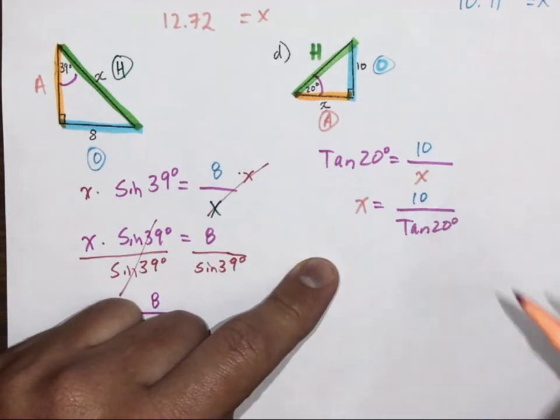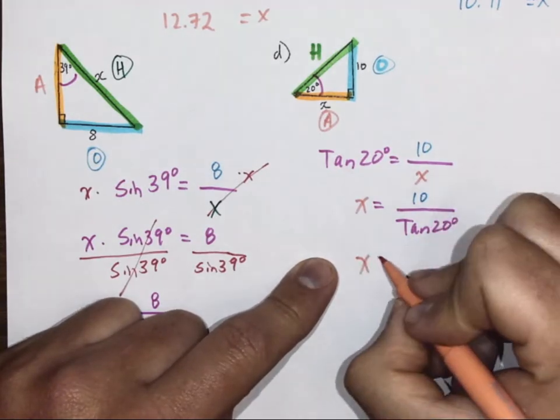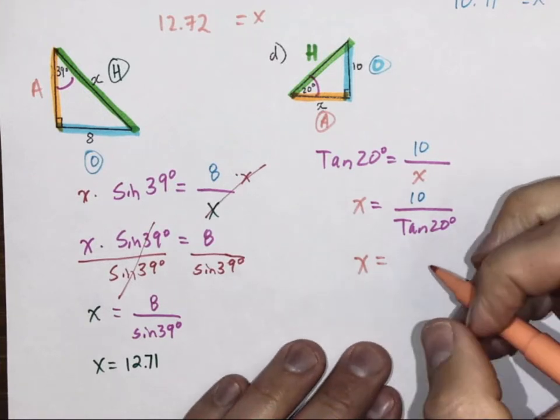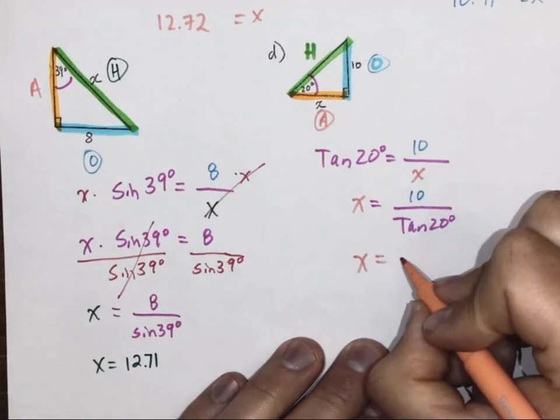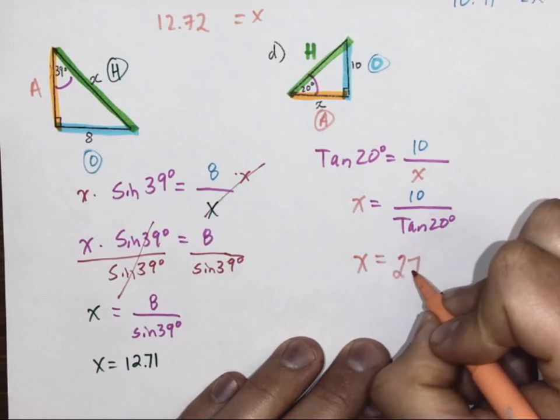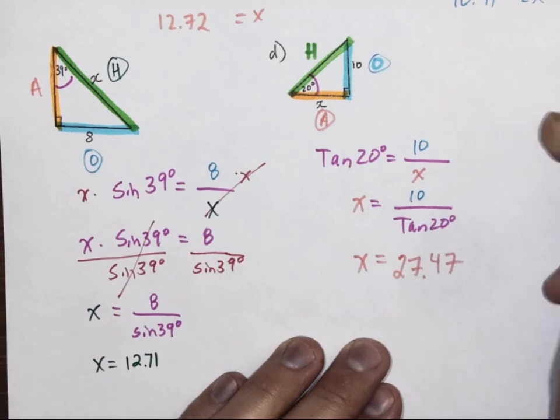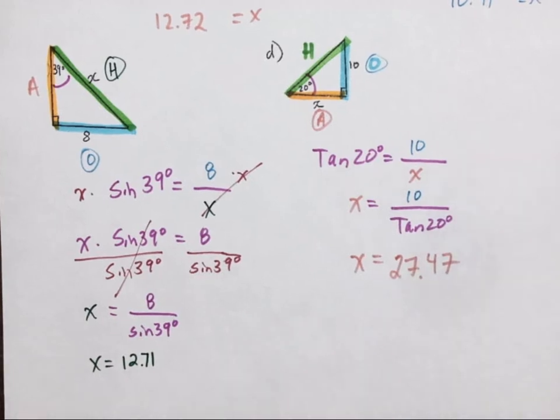For load bearing and showing your work, set up or rearrange and then enter that in your calculator for one final answer. 10 divided by tan 20 is 27.4747419. Round it to 27.47. Done. There's your marks that I'm looking for.